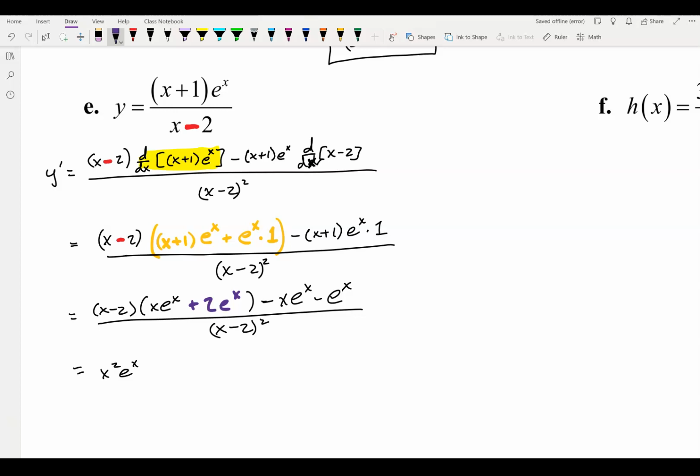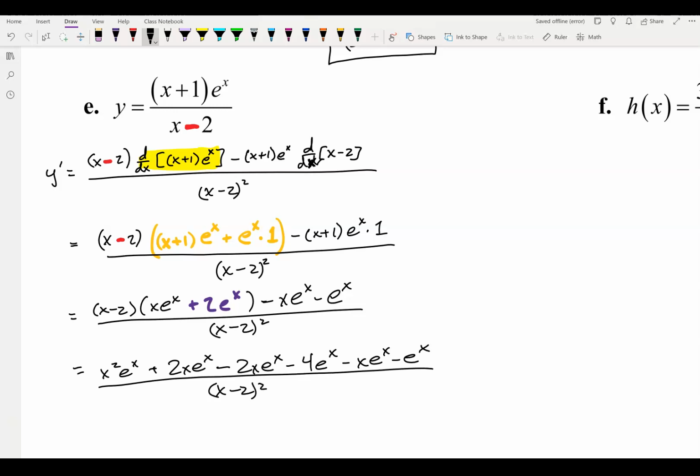All right, so now distributing, we're going to get x squared e to the x plus 2x e to the x when we multiply the x over here. Now we're going to multiply the negative 2x e to the x, and then distributing the negative 2 to the purple, we get negative 4 e to the x. I have a minus x e to the x minus e to the x, and all that over x minus 2 quantity squared. Now we do have some things that cancel.